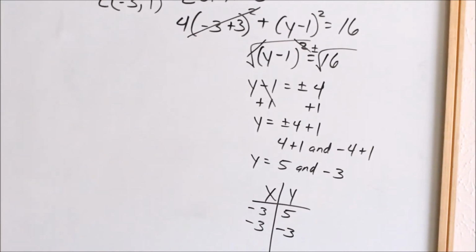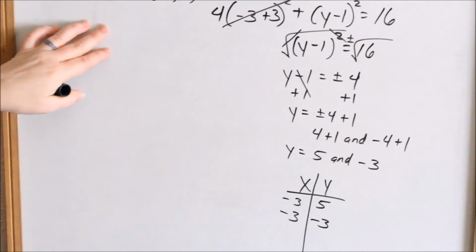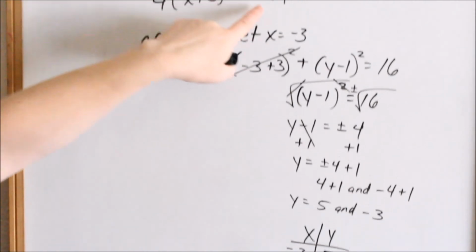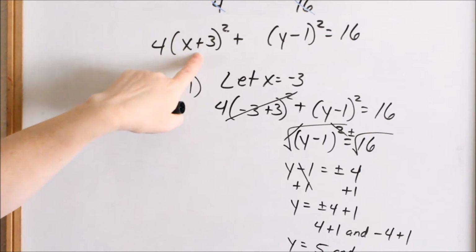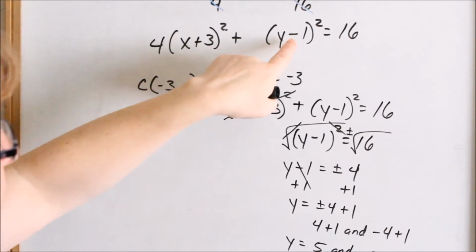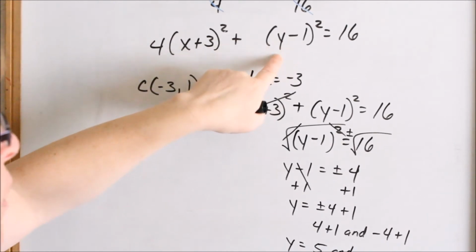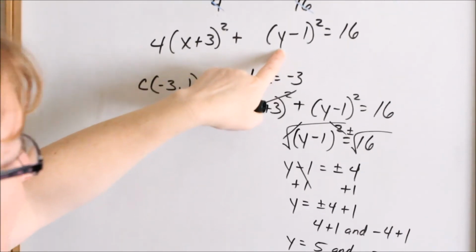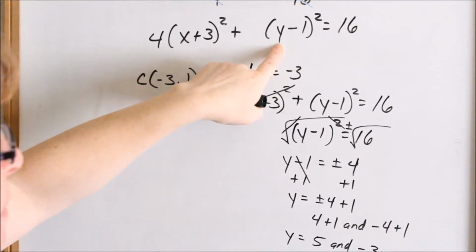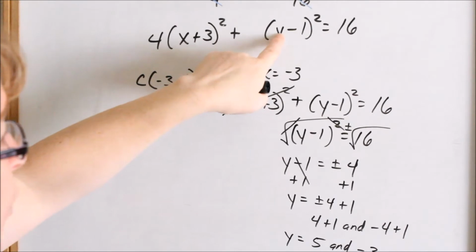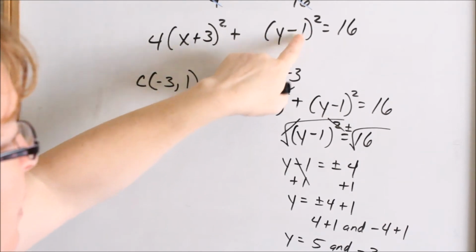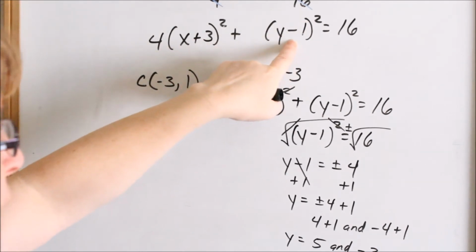Now we've got to find the other two coordinates. So how do we do that? First we said we wanted that term to go away. Now we need this term to go away. What does y need to be in order for all of this to go away? Y needs to be a positive 1. 1 minus 1 is 0, and 0 squared is 0, so that whole thing will go away.